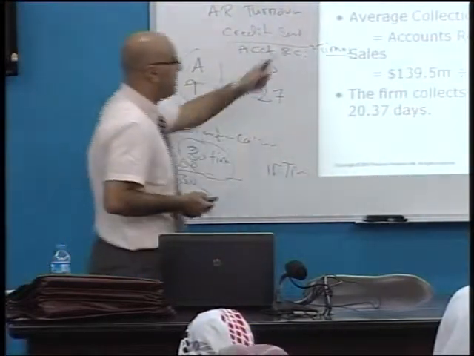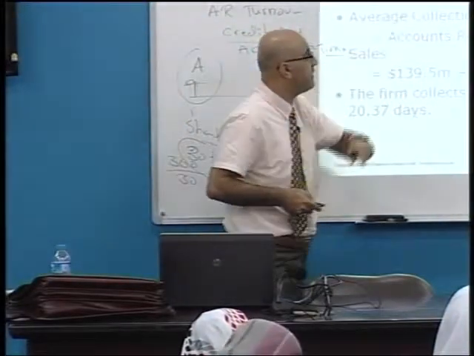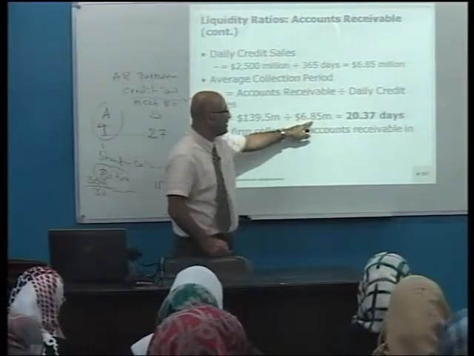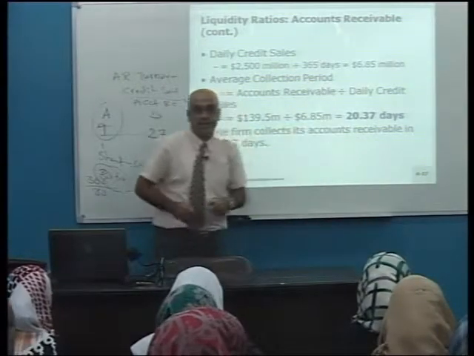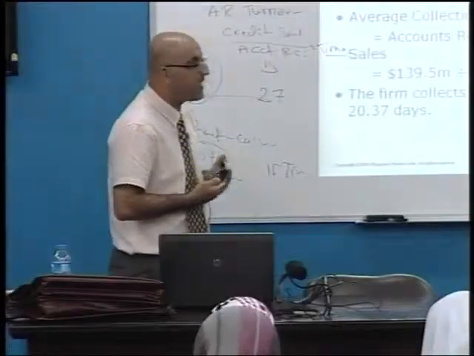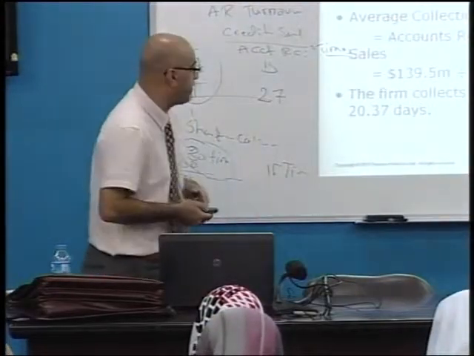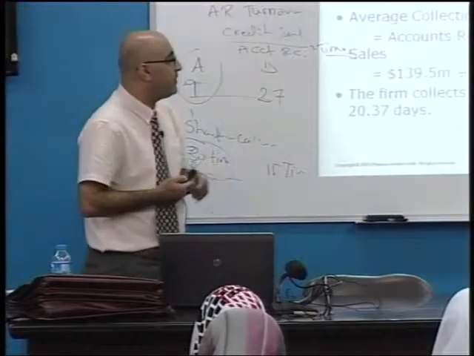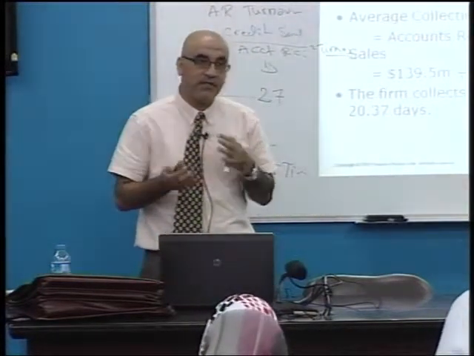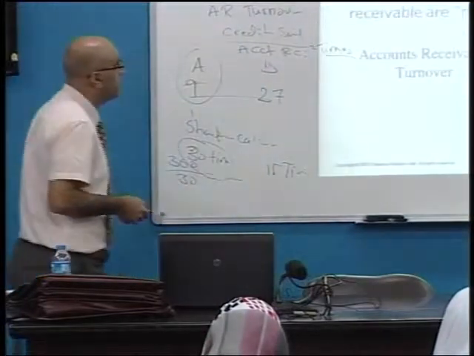This is how we calculate the daily credit sales: 2,500 divided by 365 days. Account receivable divided by daily credit sales gives you 20 days. So it takes 20 days to convert the account receivable into cash. You can compare this with the peer group or with the industry level and then judge on these results.